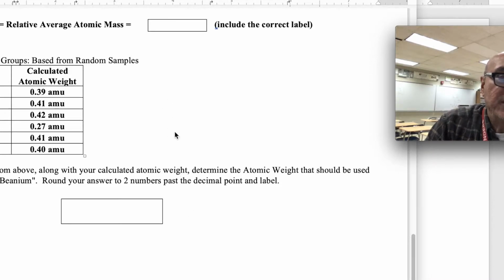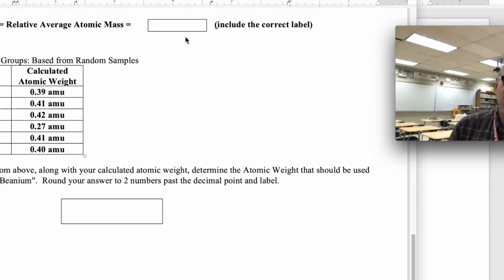Last explanation deals with this portion of the lab. So you should have now calculated your atomic weight, your relative average atomic mass is another way of saying that. So you should have your number inside this box and you should have labeled it. Now, we wouldn't just take that number from one group and then use that number on a periodic table.